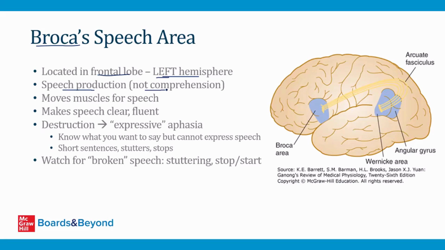So things that Broca's speech area coordinates are moving the muscles for speech and making sure that your speech is clear and fluent. So what this means is that if you have a lesion affecting Broca's speech area in the frontal lobe, you will get what's called an expressive aphasia. This occurs when patients know what they want to say, but they can't express it in speech. So they speak in short sentences, often with stutters and stops. To recognize this, you want to watch for patients who speak with broken speech, things like lots of stuttering and stops and starts. They're just having trouble forming that speech and getting the words out.